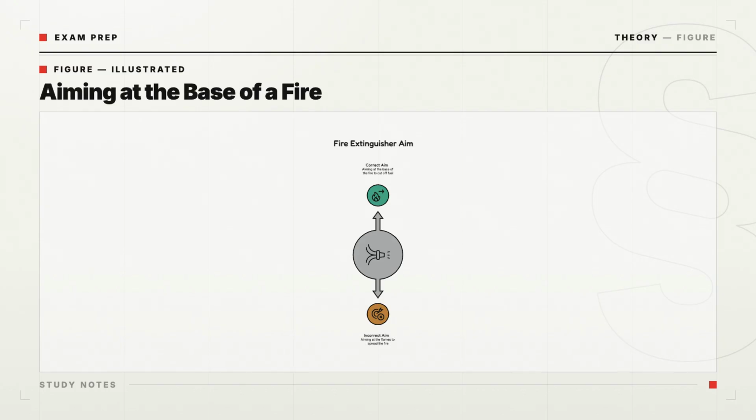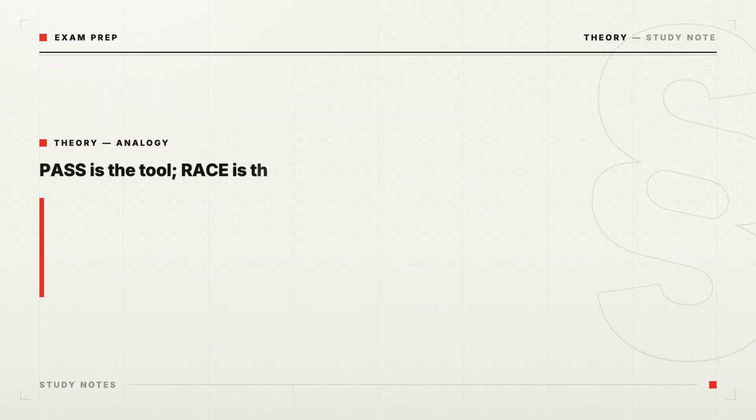The flames themselves are just burning gas rising off the surface. The actual fuel sits at the base. That's why aiming low at the seat of the fire is the detail tested again and again.